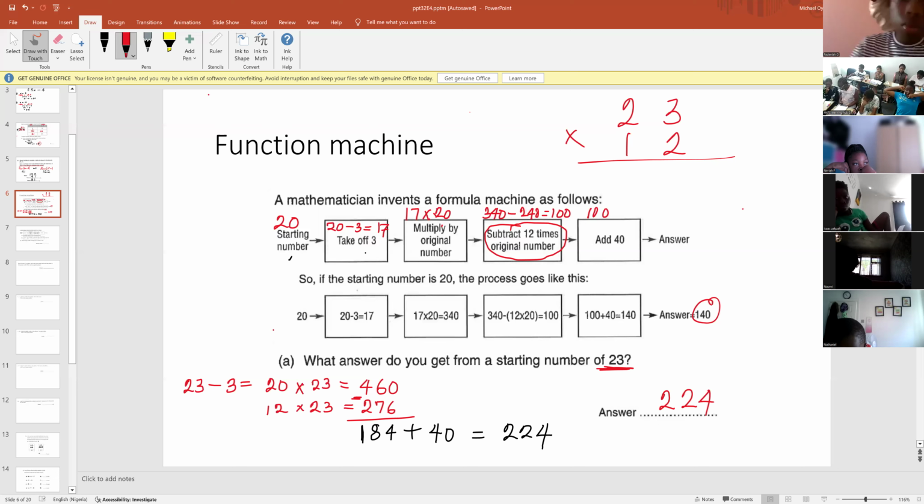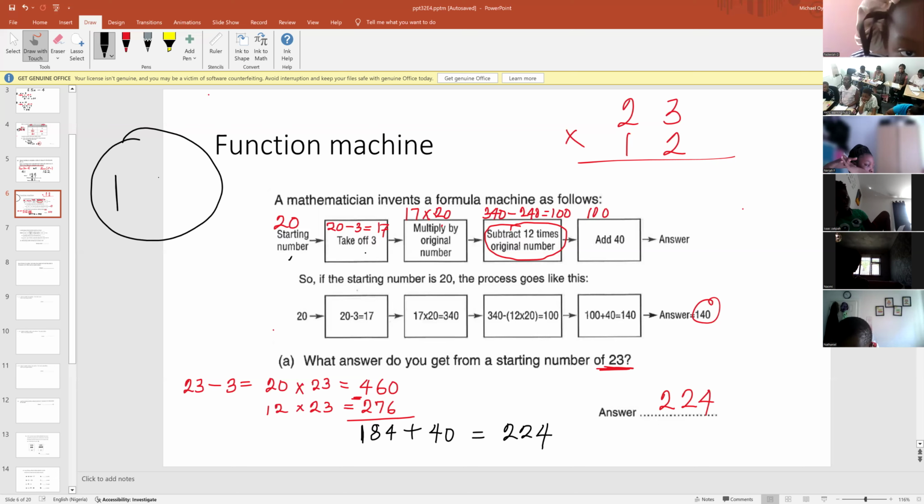Okay, so everyone, what I want you to do now, take the starting number as 15. Everyone work it out, but Joshua, you will be the one to work out the question for us. Everyone work it out in your book.